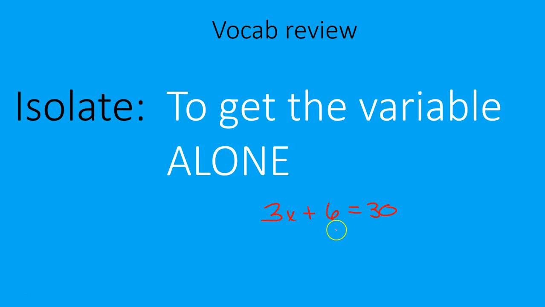What I want to know is that x = 8. And you don't have to know how I got that right now, but we want it to look in this form. We want x by itself. So that means we'd have to get rid of this plus 6, and we'd have to get rid of the 3. We want it by itself. The whole point of doing this is to isolate.